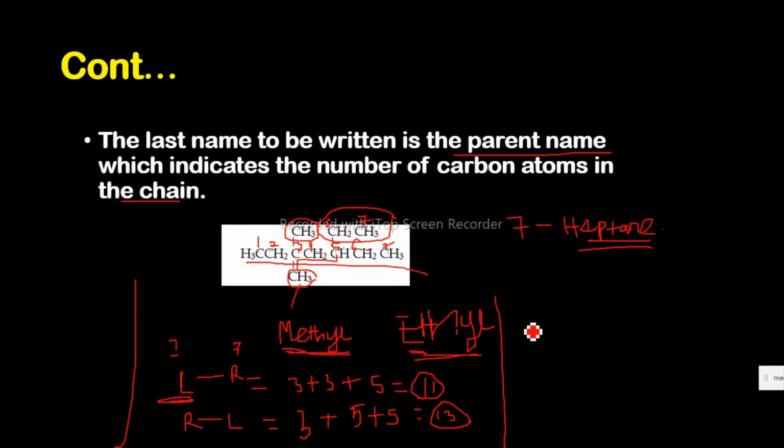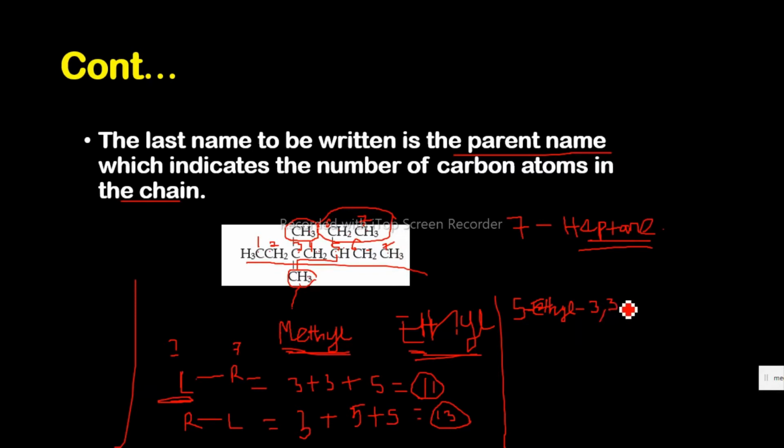And when you are writing the name, you first write the position. Okay? You put a hyphen, and then you write a group. And the group is ethyl. Okay? So this means that the ethyl group is on carbon number 5. Okay? Then you put another hyphen, then you write the methyl groups, but there are 2 of them, and both of them are attached on carbon number 3.